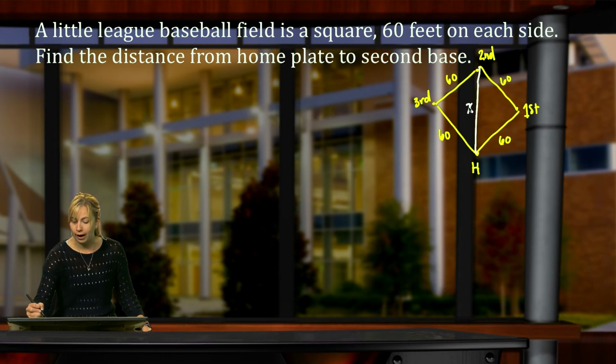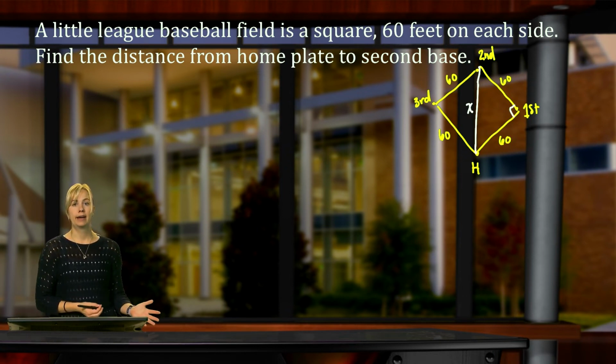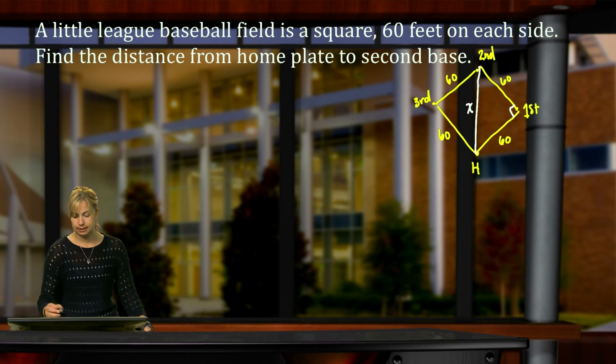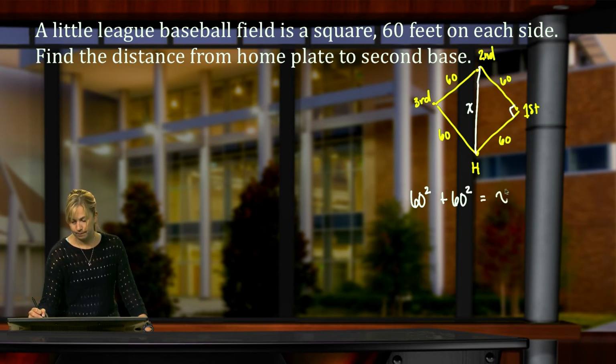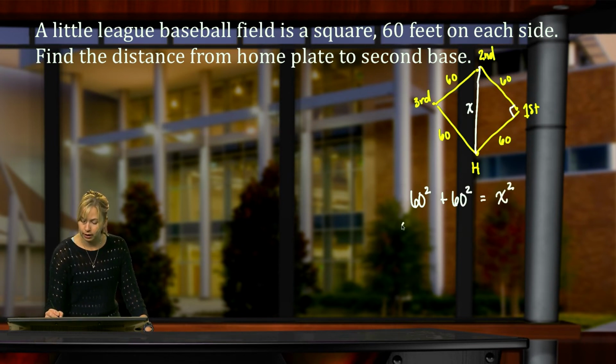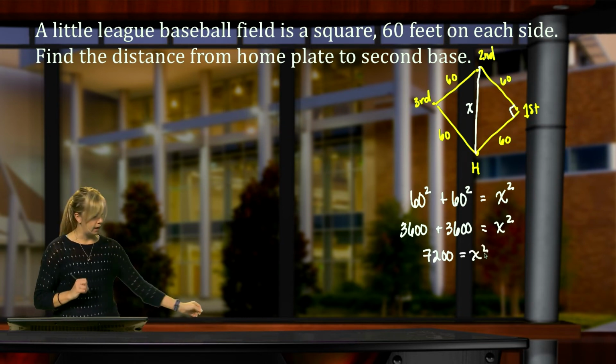Since this is a square, this is a right angle, which means we can use the Pythagorean Theorem to find that distance. 60 squared plus 60 squared equals our hypotenuse squared. 60 squared is 3,600. So we get x squared equals 7,200.